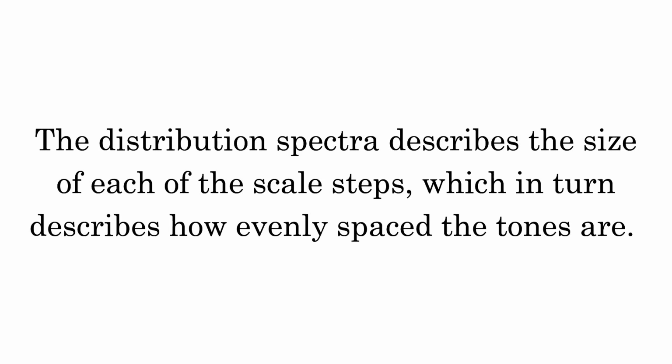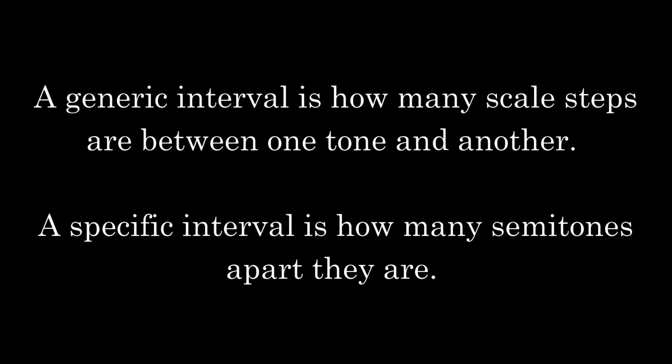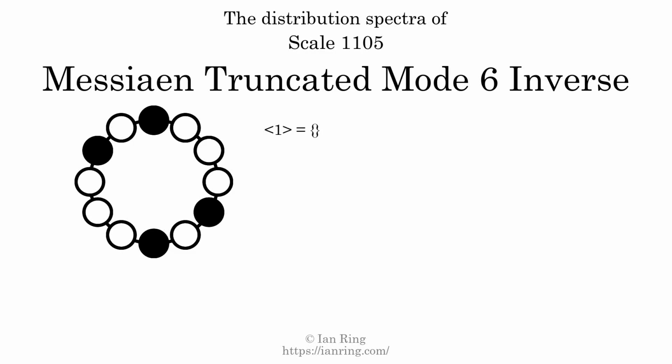The distribution spectra describes the size of each of the scale steps, which in turn describes how evenly spaced the tones are. A generic interval is how many scale steps are between one tone and another. A specific interval is how many semitones apart they are. The generic interval of one scale step comes in 2 different specific interval sizes: 2 semitones and 4 semitones. The spectrum width of this generic interval is the highest, 4, minus the lowest, 2, which equals 2.